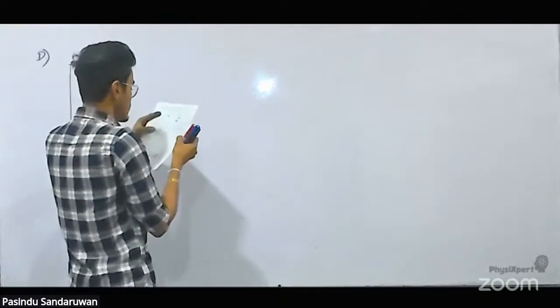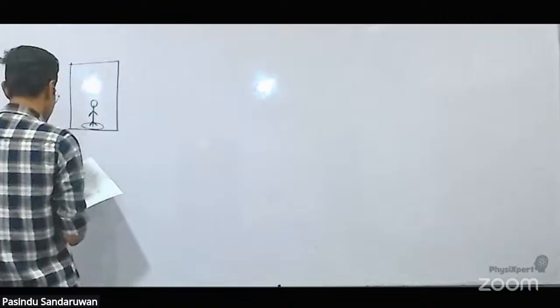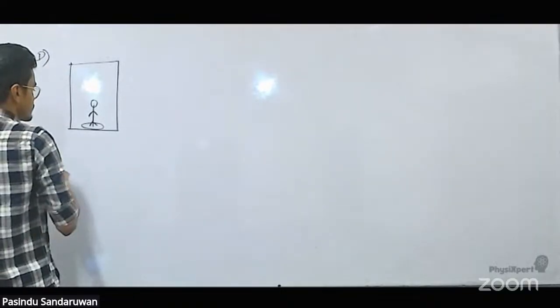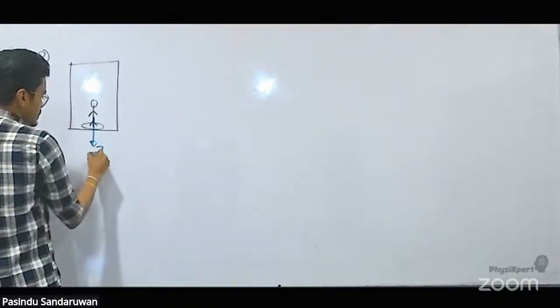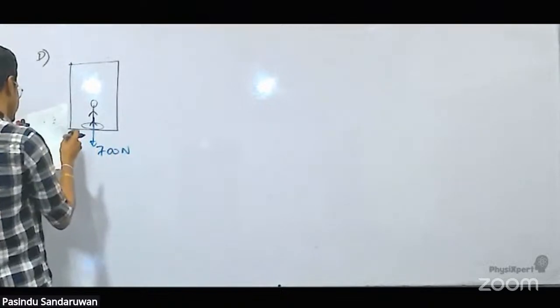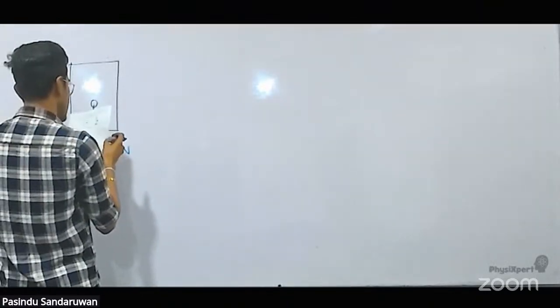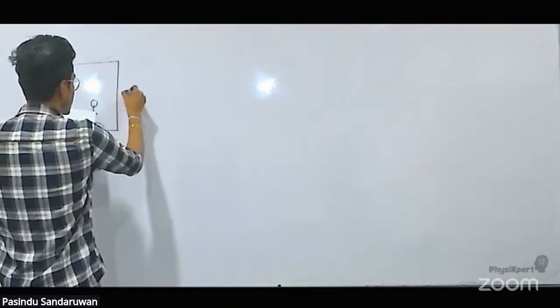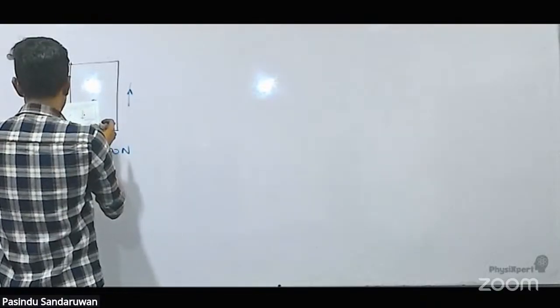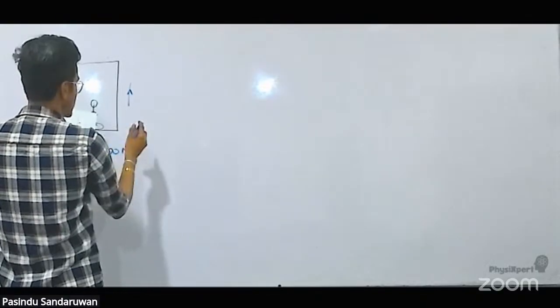A man of 70 kilograms. Okay. Then his weight is 700 newtons. Weighing balance inside an elevator moving vertically upwards. The elevator starts from rest. Okay, starts from rest.